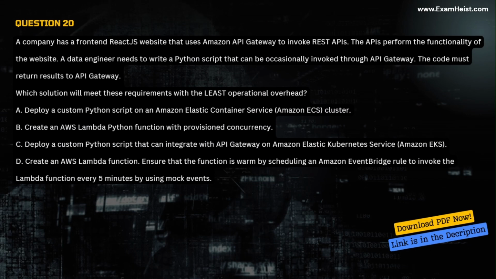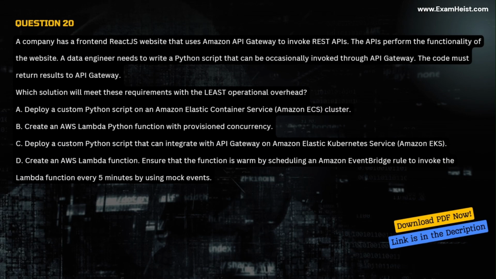Question 20. A company has a front-end React.js website that uses Amazon API Gateway to invoke REST APIs. The APIs perform the functionality of the website. A data engineer needs to write a Python script that can be occasionally invoked through API Gateway. The code must return results to API Gateway.